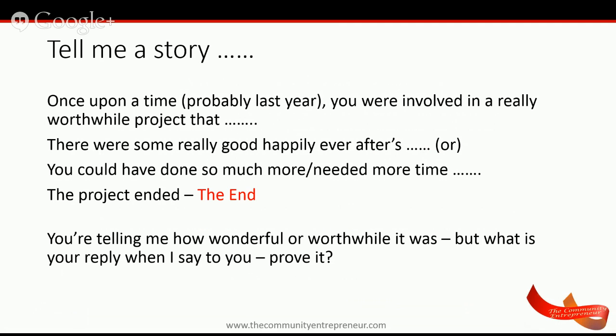Or it's a project that you could have done so much more if you'd had the time, or if you'd had the resources, or if you'd had the opportunity. But when it came to it, the project ended, and that was it. The money was gone, the funding finished, or you'd reached the deadline, and that was the end of the project. And you felt a little bit frustrated because there was so much more you could do. 6 months down the line, you're talking to me and you're telling me how wonderful or worthwhile the project was. But in your reply, I said to you, prove it. Could you prove everything that you were trying to tell me about the difference that your project was making?